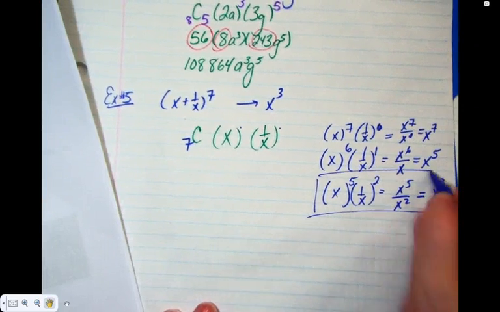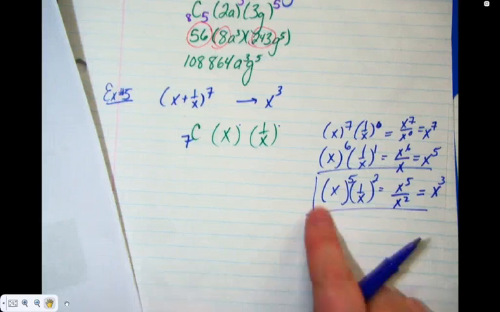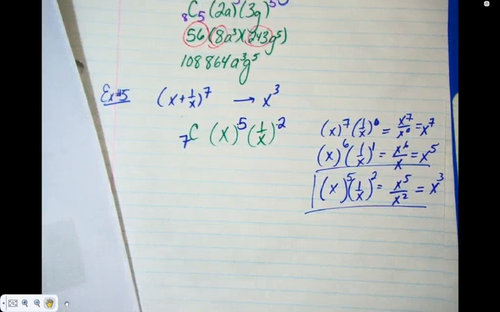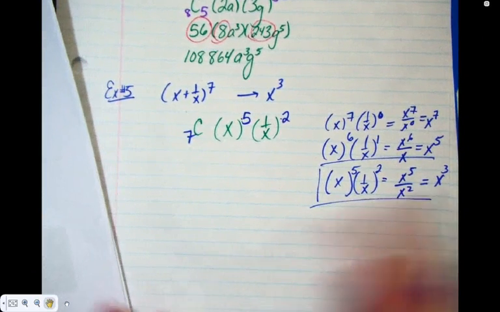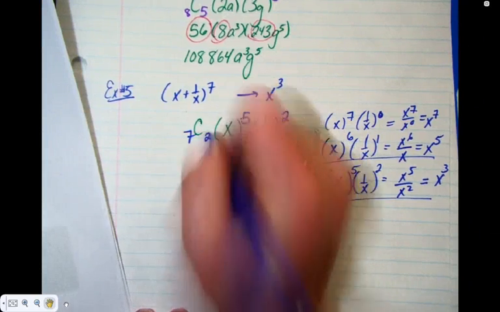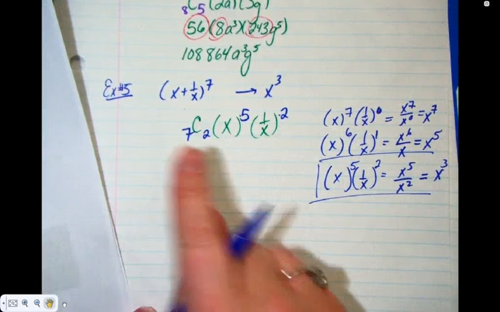So here is our only combination that's going to give us our x cubed. So we need to do a little bit of thought there to figure out what these numbers are. So I know this is a 5 and this is a 2. All I need now is the r value of my combination. Why does it have to be 2? Because it's the same as the last exponent. So we need a 7c2.